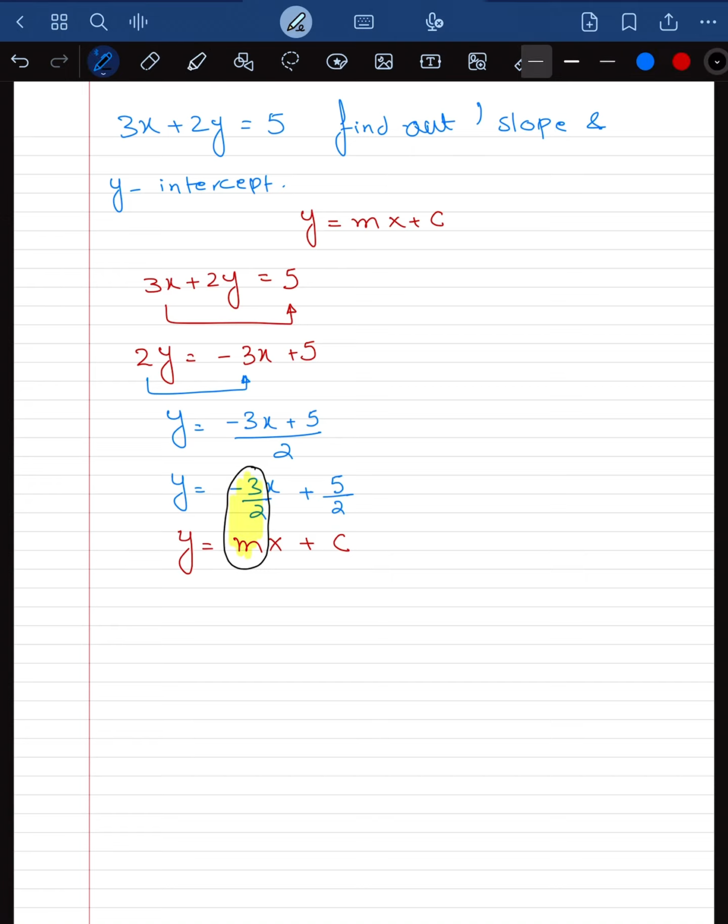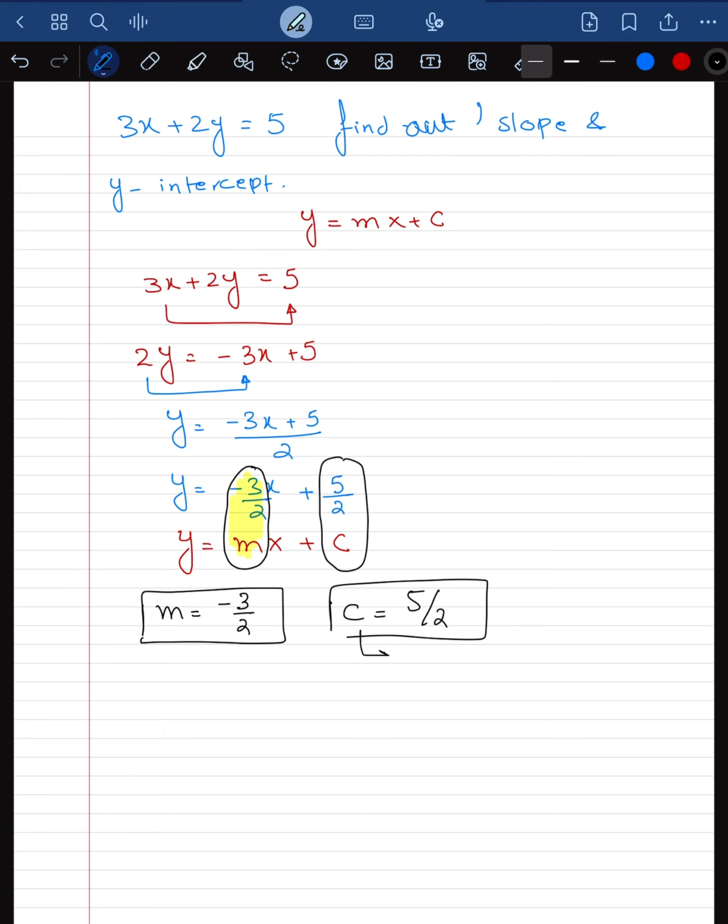So by this comparison you can see that the value of m is minus 3 by 2 and the value of c is 5 by 2. The value of c is 5 by 2, and c represents the y-intercept. So this is another type of question that could be asked in the paper: to find out the slope and the y-intercept of an equation that is not in the standard form.